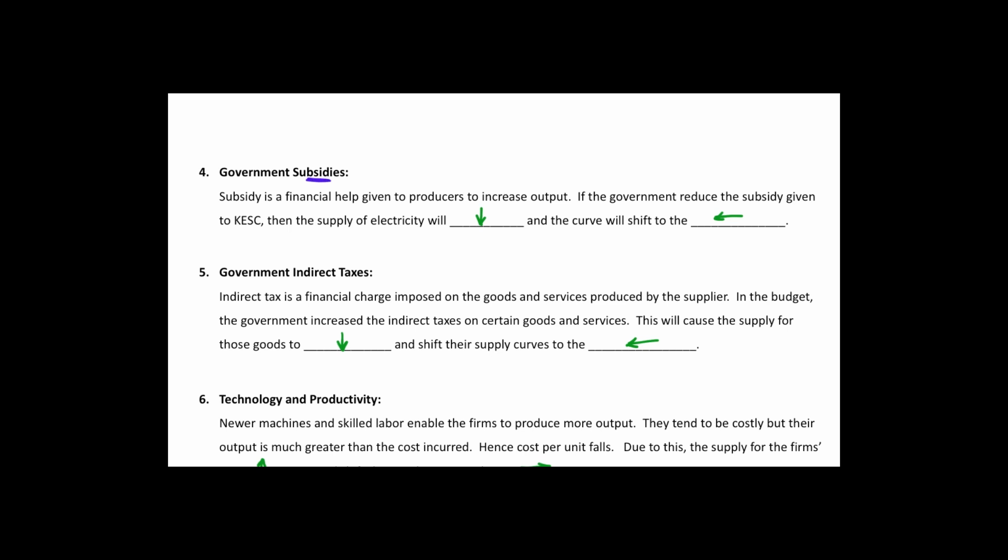Whenever you are writing about subsidies, make sure you always define it. Subsidies are financial incentives given to producers to increase output. These subsidies, in a way, reduce the cost of production. That's what they do. Because it just gives an additional amount of money to the producers: here's the money, produce more. And so, if the government decides to reduce the subsidy, like to Karachi Electric, which is now KE, then the supply of electricity will reduce and shift to the left.